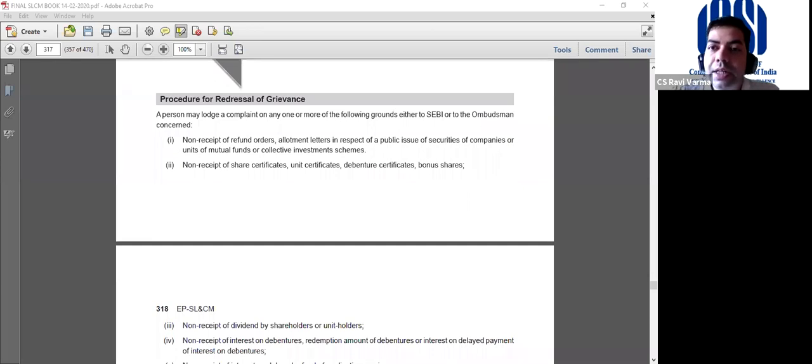Now again, here the limitations are the same. Whatever limitations were there in SCORES, the same limitations will be there for the ombudsman also.